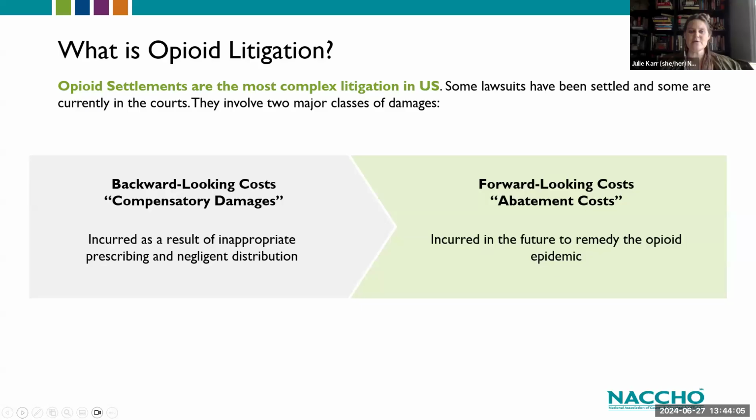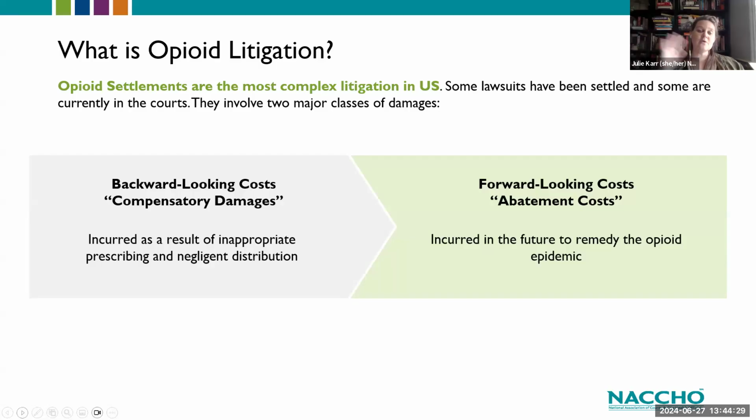There's a whole lot of information on these slides, and I'm going to very, very quickly go over the first 10 or so, but you are able to look back at these if you'd like. The big takeaway is that opioid settlements are incredibly complicated, and they are the most complex civil litigation in US history. Some of the lawsuits have been settled and some are currently still in courts.